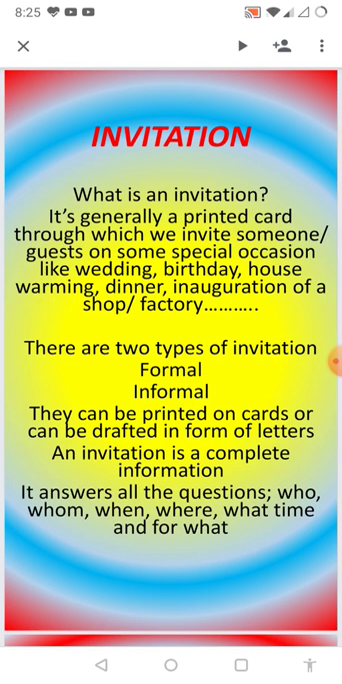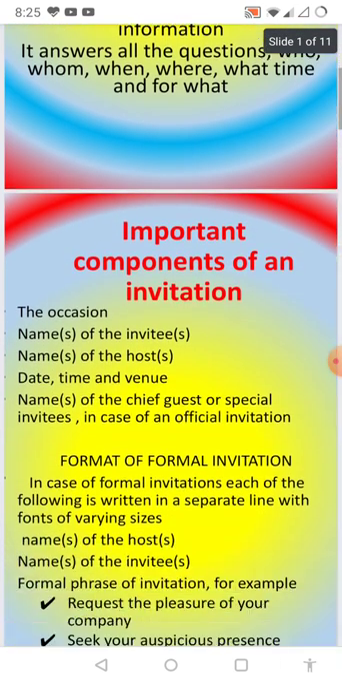It answers all the questions: who, whom, when, where, what time, and for what. So whenever you write an invitation, you have to give all the information in the card, so that the person who is invited should not have any confusion about anything: where it is, when it is, the date, the time, and the venue, or if there is any chief guest or any other information. Everything should be clear in your invitation.